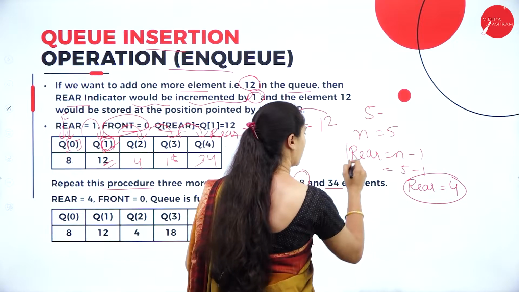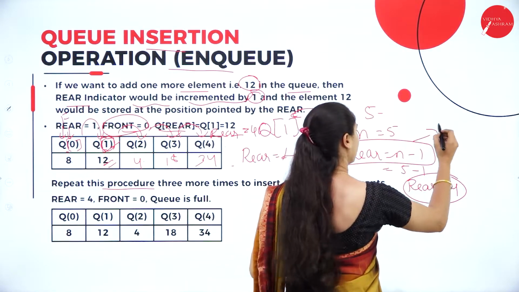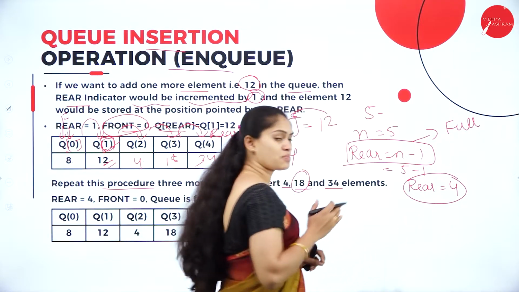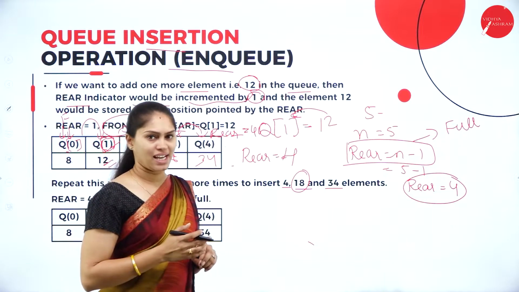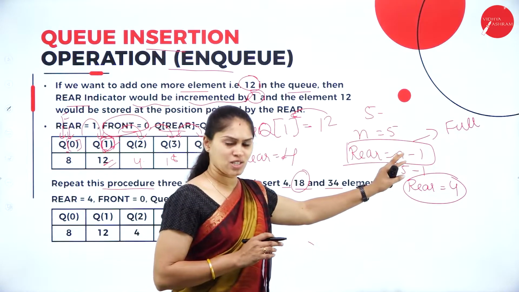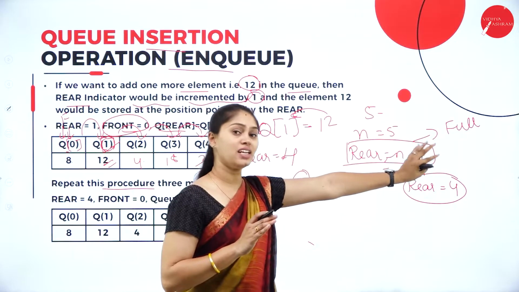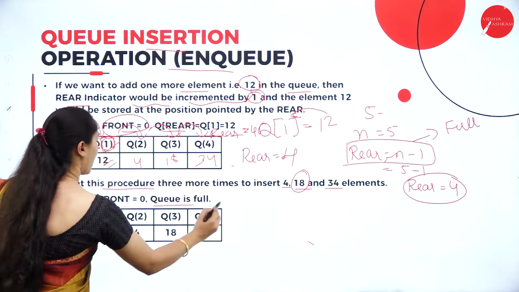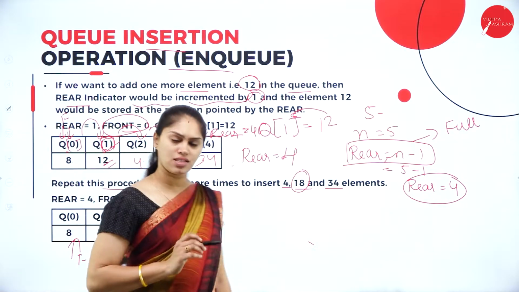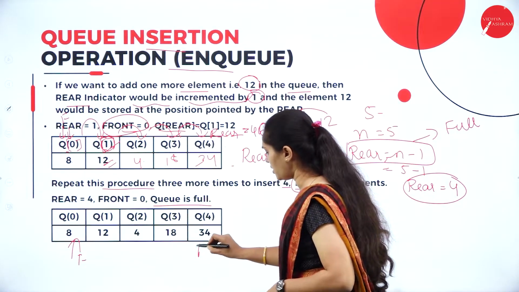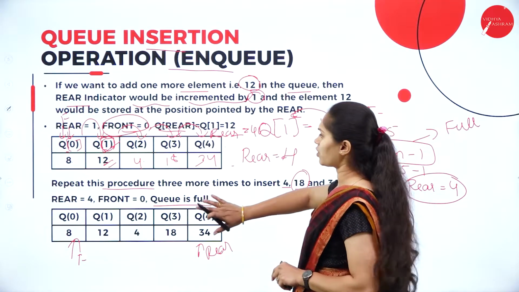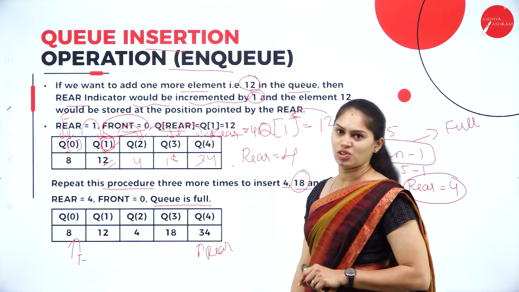So when rear is equal to n-1, then I can say that Q is full, or which is at the last position. We can't add one more element to the Q. Remember this one. When rear is equal to n-1, at that time we can say that Q is full. So we can't add any more elements. So front will be in the location 0, and now rear pointer is pointing to the last element of an array. This is how we are going to insert an element to the Q.